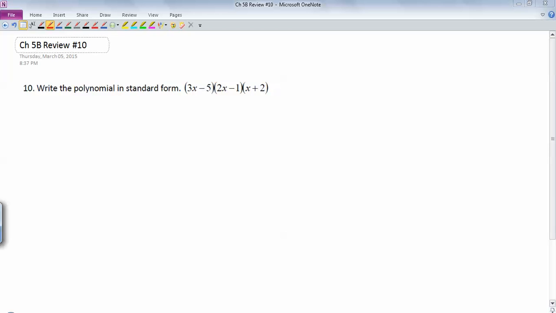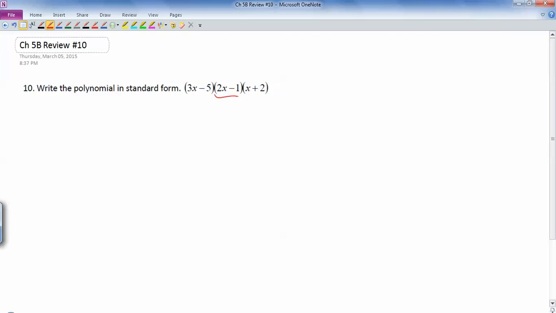Chapter 5b, review number 10. So last problem on the review, write the polynomial in standard form, which really means just multiply the thing out and then put it in order of biggest power to least power. So let's see, which two should we multiply together first? You can multiply any two together that you want.